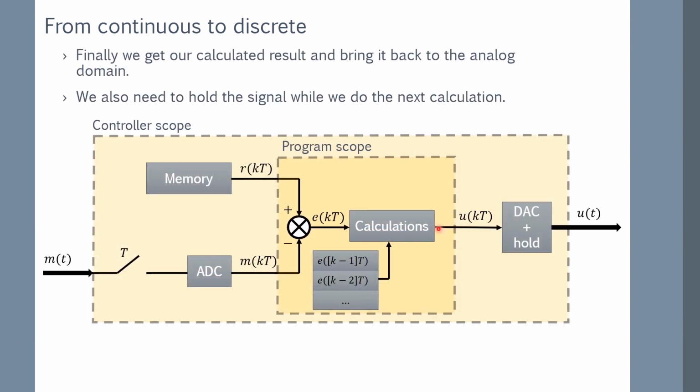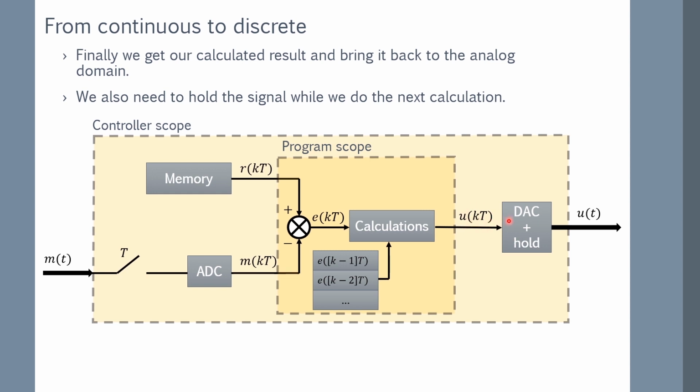So this calculation spits out some number, some output that is intended to go to our actual system. Whatever it is, it could be a motor, it could be a heater. You get an output. So this output we're going to call U of kT.